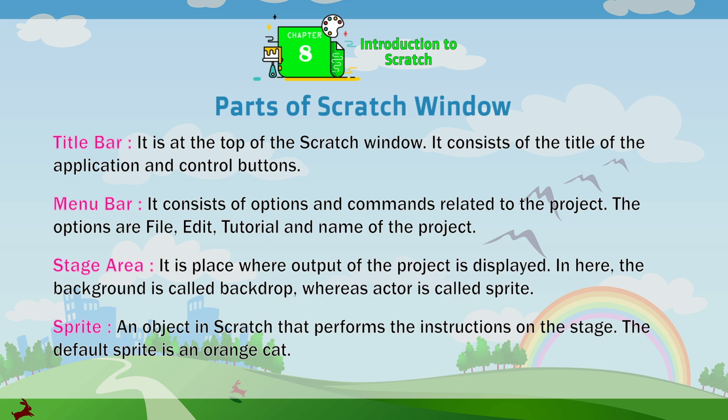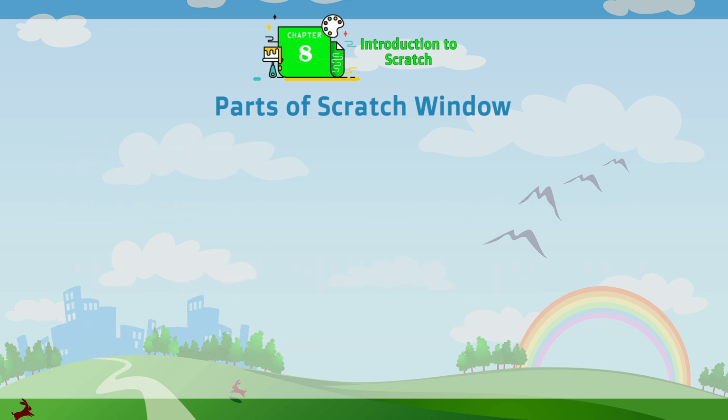Stage area. It is the place where the output of the project is displayed. Here, the background is called backdrop, whereas the actor is called sprite. Sprite, an object in Scratch that performs the instructions on the stage. The default sprite is an orange cat.